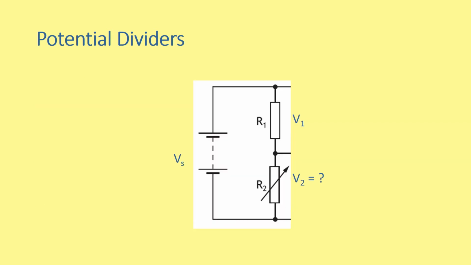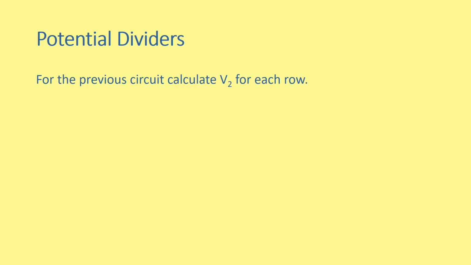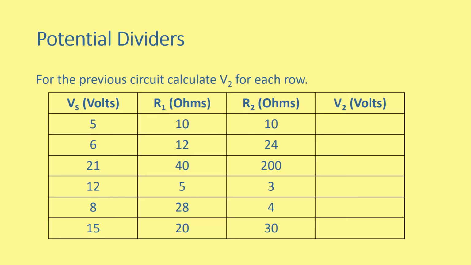Here we have a potential divider circuit again, and again we're trying to find V2. Remember our supply voltage from before is 12 volts. So for the previous circuit, find V2 for each of the rows. In this, we have to take into account we have a new value for the supply voltage, as written here. We have values of R1, we have values of R2, and for each example, we're trying to find the value of V2. But we're using the same equation each time.